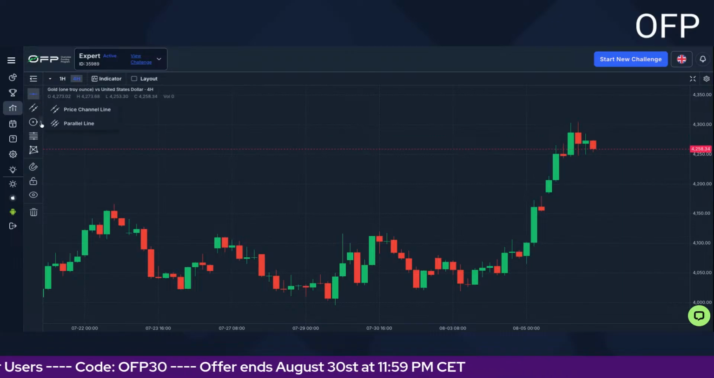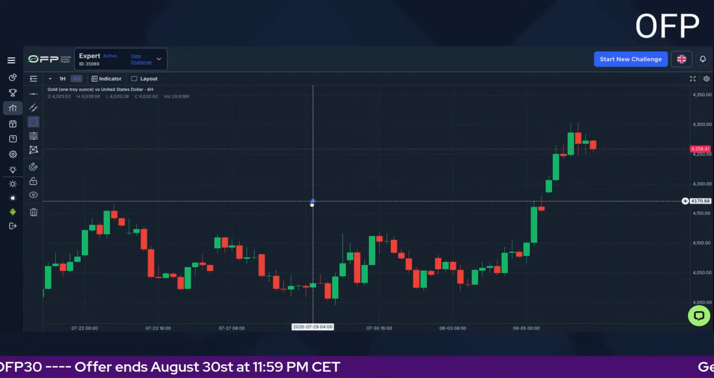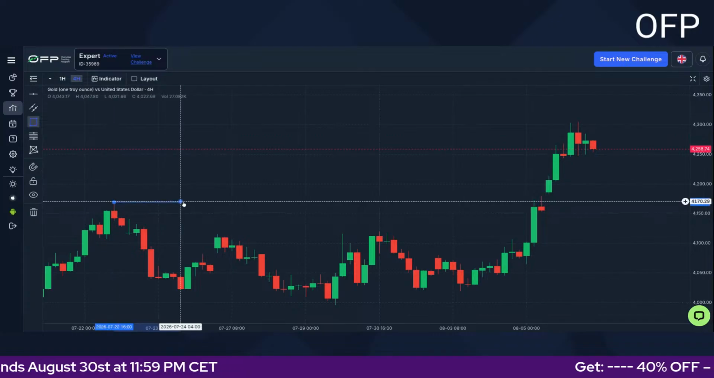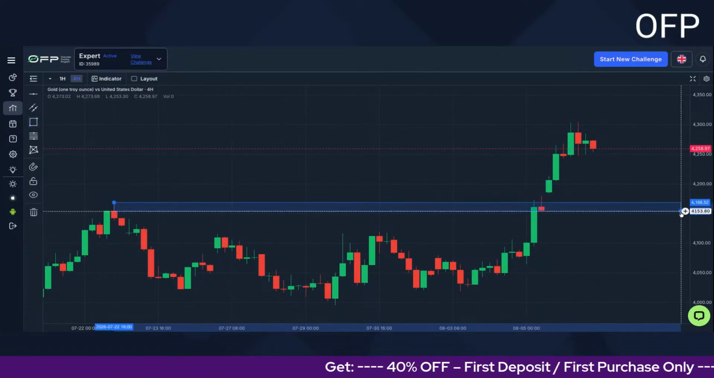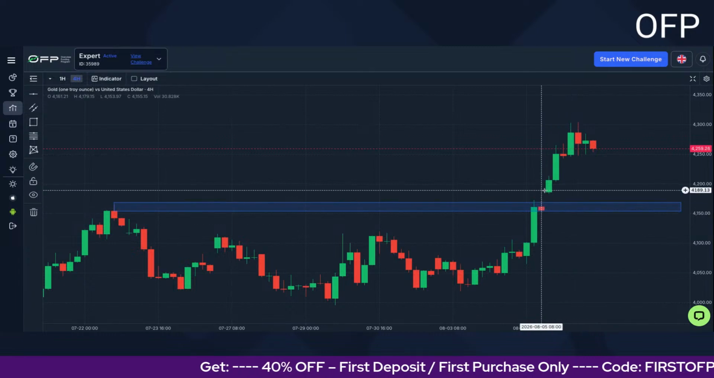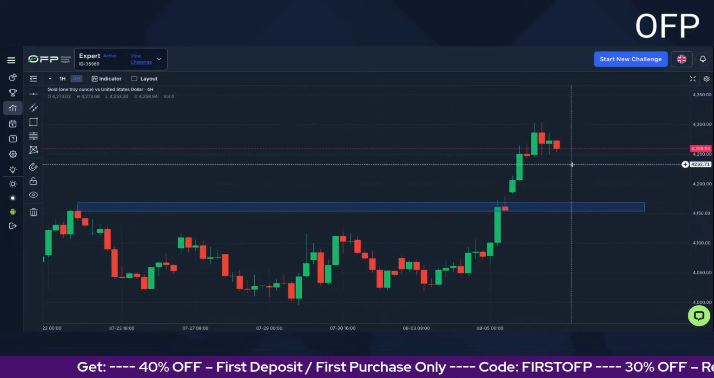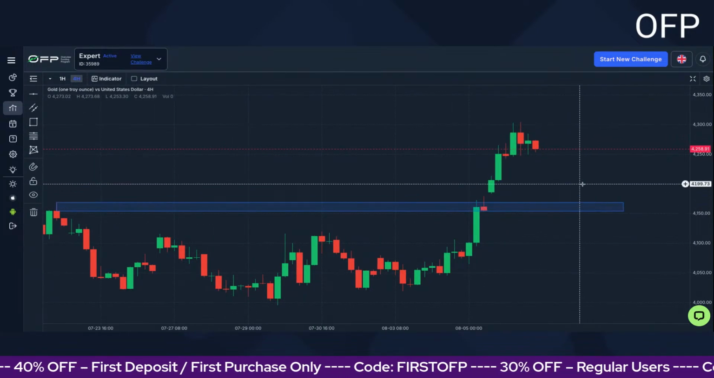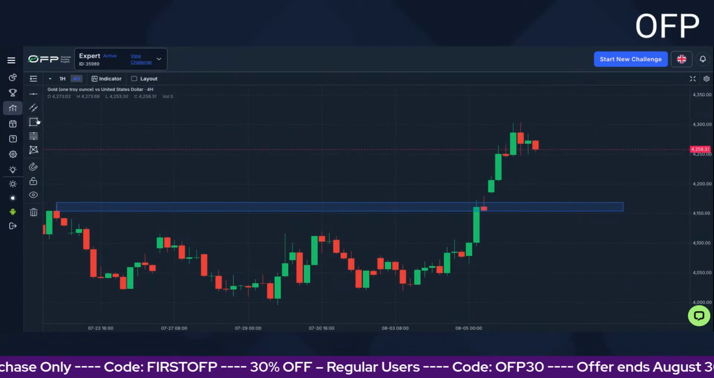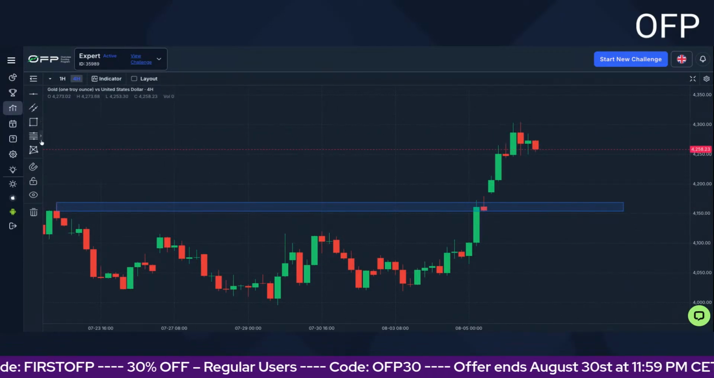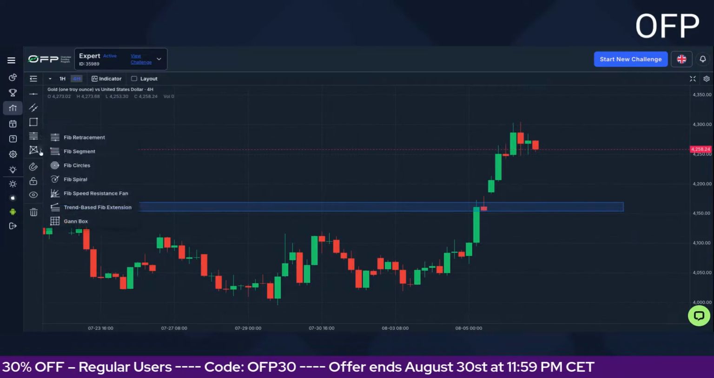Let me see if I can find some objects here. Rectangle, great. So this is what I'm anticipating. We haven't had this gap, so I do think this gap will be filled. So I think the market will come down here, then possibly come all the way up. So that is what I'm anticipating with gold right now.